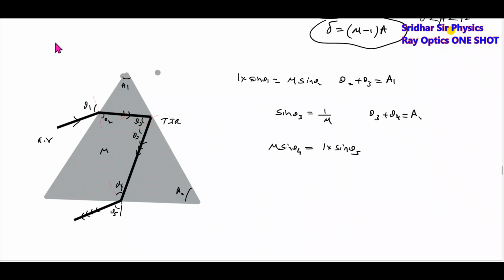Now, what is the approach? How to solve prism problems? The ray has angle of incidence theta 1. The ray will first strike this surface with angle of incidence theta 1, angle of refraction theta 2, and then incidence theta 3. Here the ray will undergo TIR, just TIR, so therefore this theta 3 should become equal to the critical angle, where sine of theta 3 equals 1 by mu. There is a condition. Then it will undergo TIR.